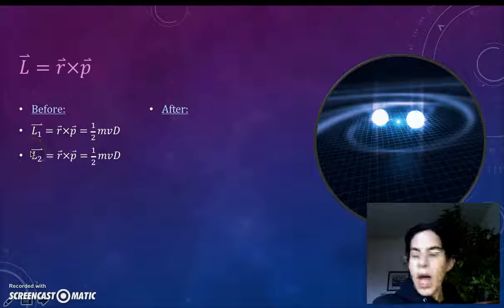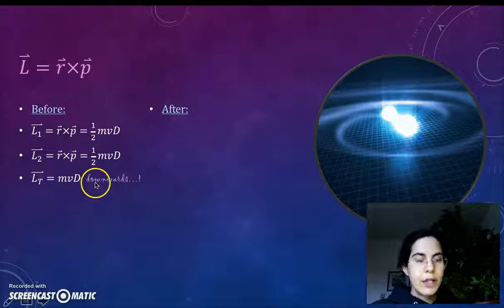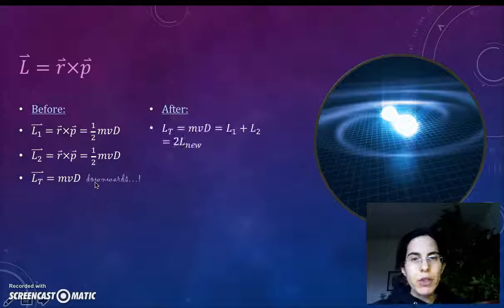L2. It's an identical star. Not all binary star systems are two identical stars. Plenty of times they're going to have a different mass. This one, they have the same mass. Atom. mvd, still all in the downwards direction. I'm going to be a little bit sloppy about direction in this example because we know everything is in the downwards direction.